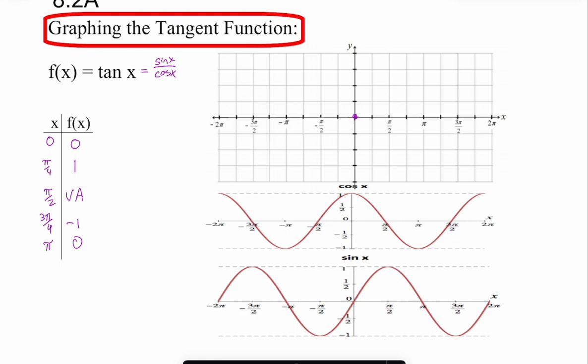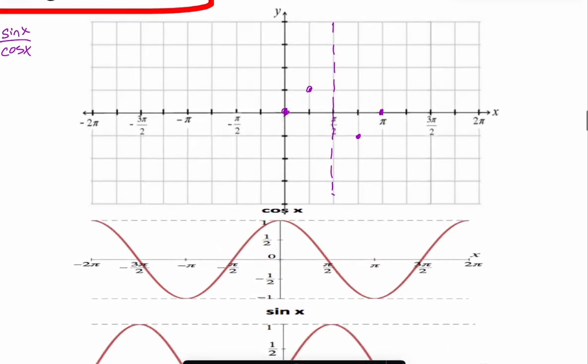So all we're going to do is put in 0, 1, a vertical asymptote, negative 1, 0. Okay. Now, everything is equally spaced. Their patterns repeat. And although you haven't explored it yet, this is going to be 1, and this is going to be a vertical asymptote. And this is going to be negative 1, and then 0. This is going to be negative 1, and a vertical asymptote.